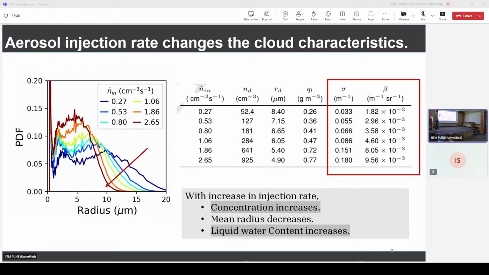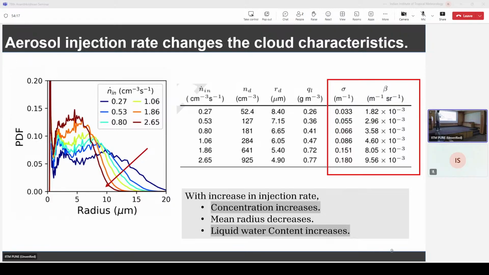So based on this, we set up 6 different sets of injection for the 6 different experiments, going from 0.27 to 2.65 per cubic centimeter per second aerosol injection. It leads to cloud droplet concentration in the pi chamber from 50 to around 925. This is considered very clean clouds, and this is considered very polluted clouds. So the idea is to observe all those cases.